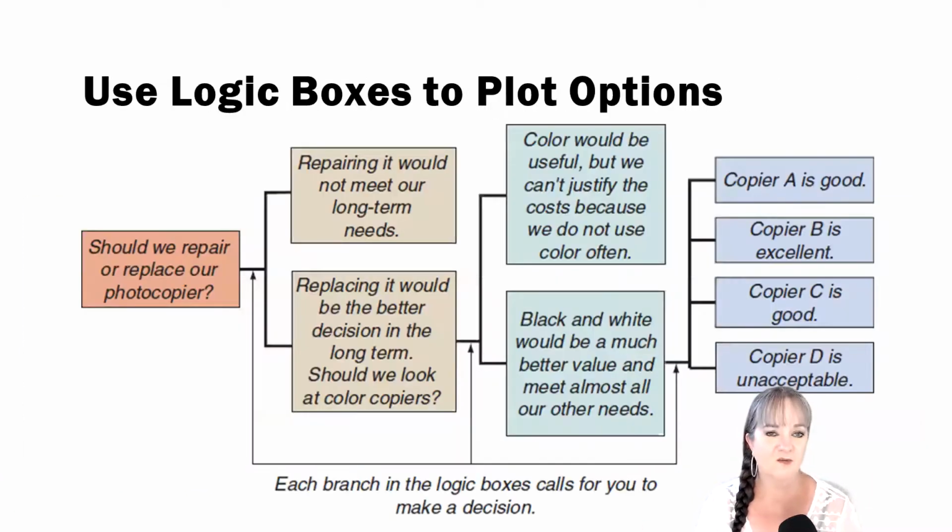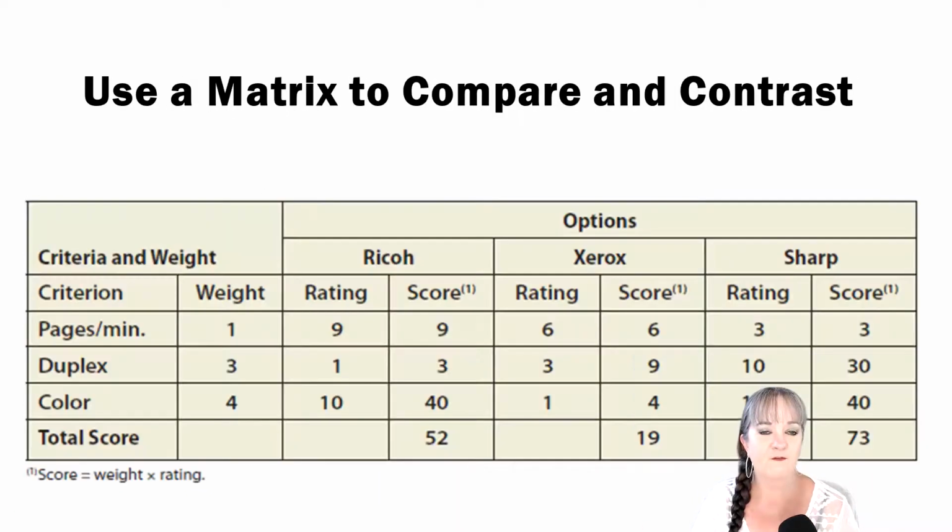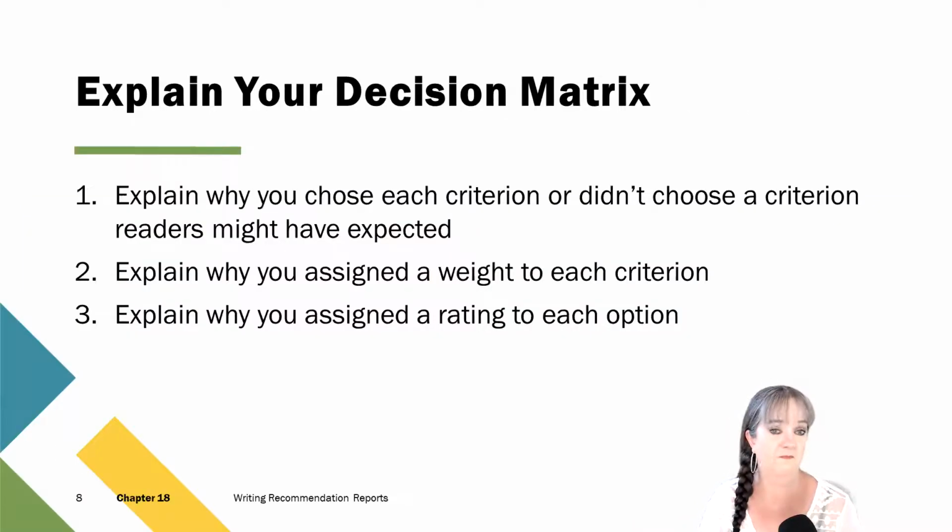I do like the logic boxes for decision making, but for providing detailed information and rationale as to why you came to those decisions, a matrix works rather well. You do want to make sure you're explaining your decision matrix so your reader understands why you chose certain criteria and why you didn't choose other ones, especially if they might have expected part of it.